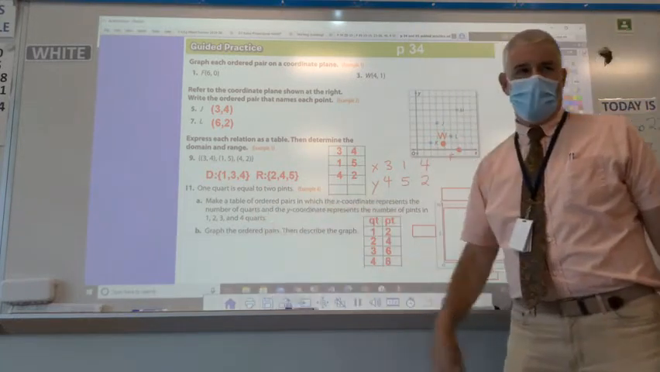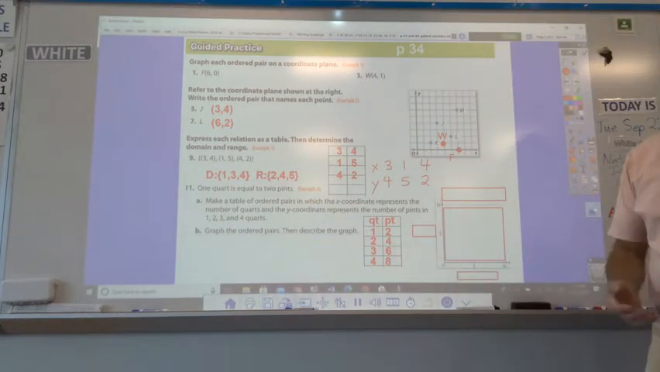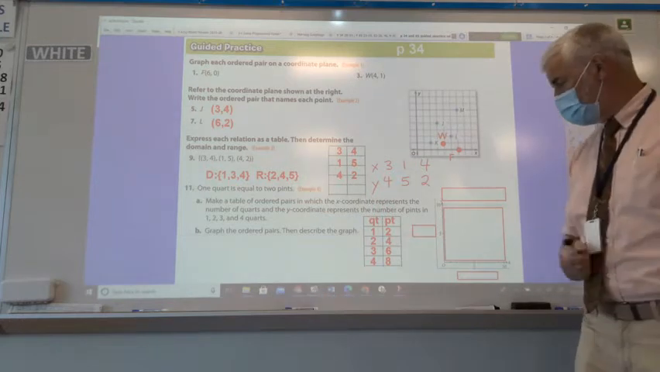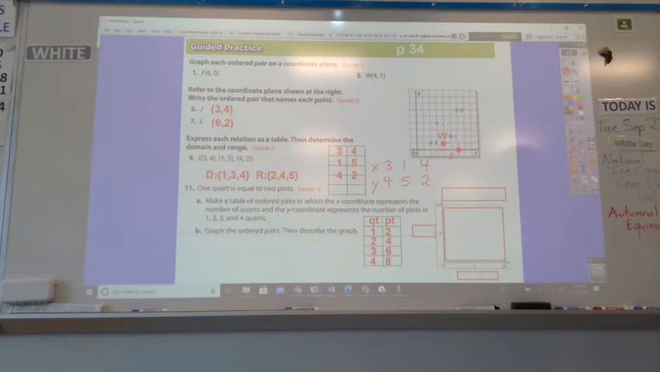This one, they told you what input values to use. They don't always do that. Sometimes you have to just make stuff up that makes sense. We will do more of those later. Okay. So there's your table.